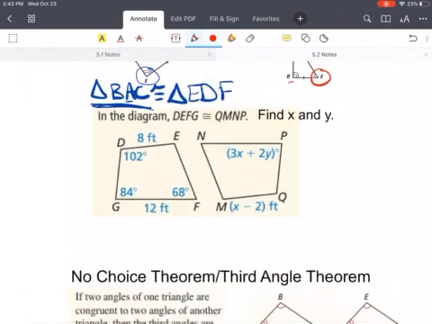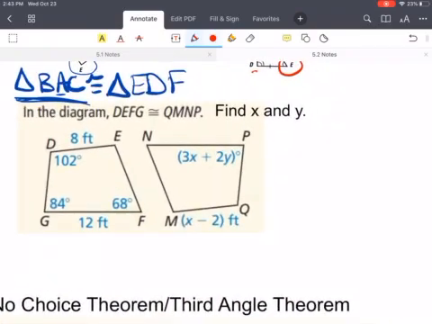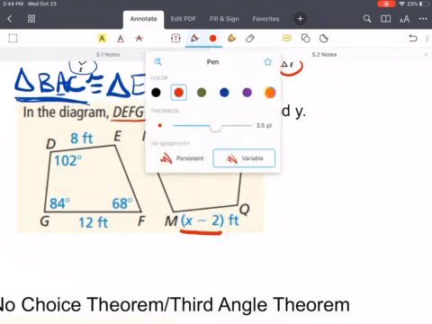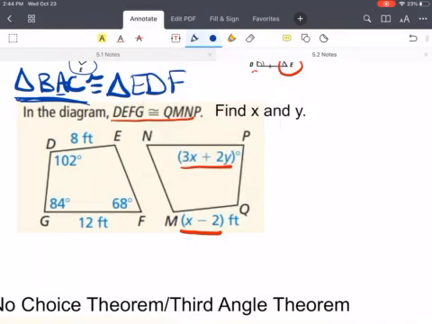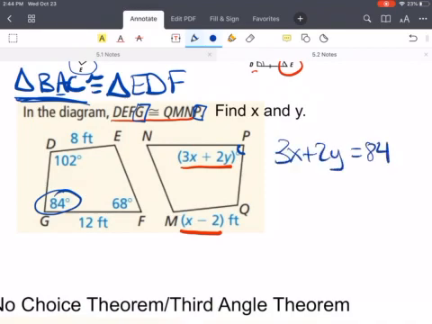We could also use this to find angle measures or x and y values based on side lengths. So first, why don't you take a moment and, based off of this information, see if you can get an equation that tells you what 3x plus 2y is equal to and what x minus 2 is equal to. So 3x plus 2y is angle P, which I can see from here. It matches up with angle G. So I know that 3x plus 2y has to equal 84.